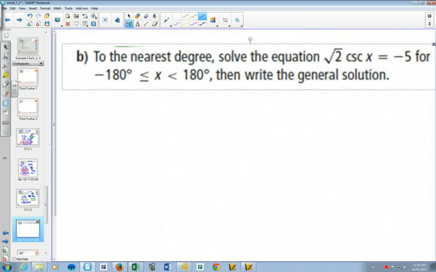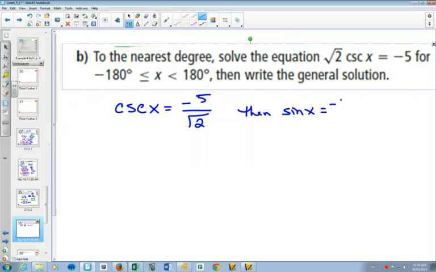So for part B, now we've got a cosecant equation. What I'm going to do is get cosecant by itself by dividing both sides by root 2. And then since I know cosecant and sine are reciprocals, if cosecant is equal to negative 5 over root 2, then sine is equal to negative 2 over root 5. Again, I'm going to solve it the first time around between 0 and 360 degrees, because the question's asking in degrees. That's not on my pi plate, so it's a calculator question.